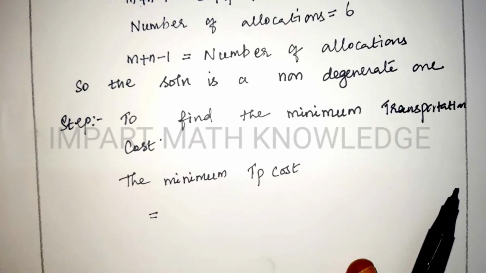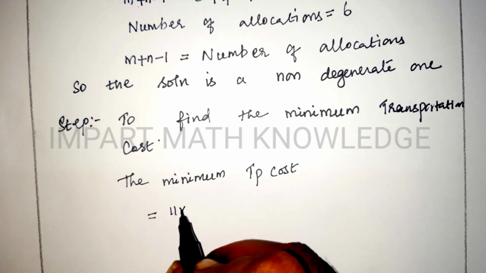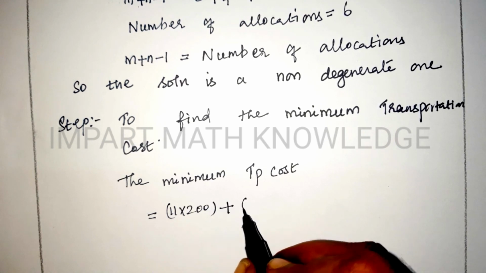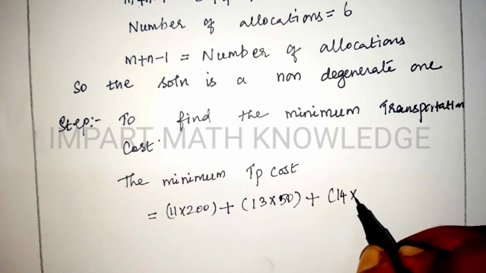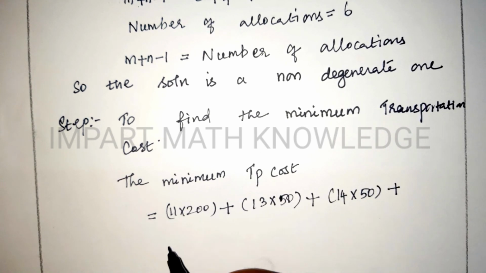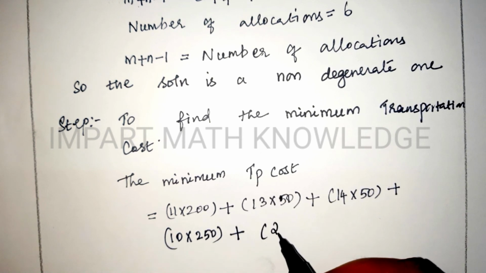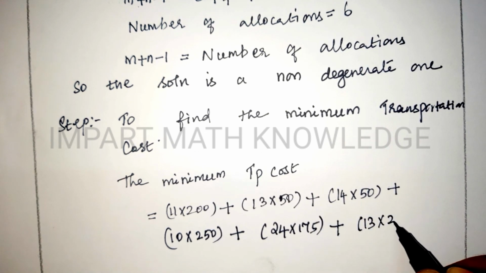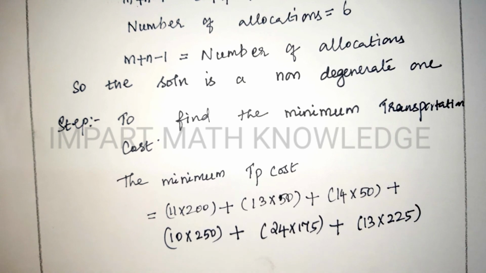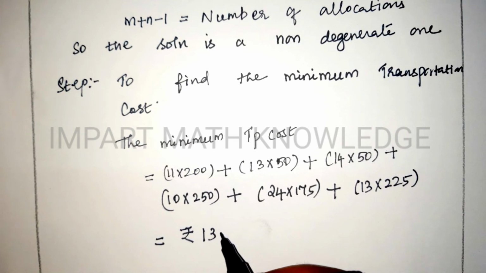Let me write: 11 into 200 plus 13 into 50 plus 14 into 50 plus 10 into 250 plus 24 into 175 plus 13 into 225. If you multiply and add, you will get 13,175. This is the minimum transportation cost for this problem using the row minima method.